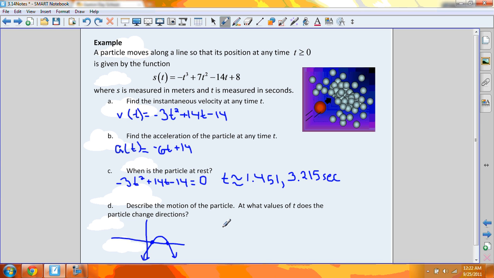And then, where am I here? And then between those two, it has a positive velocity, so it's to the right. It's going to the right, and then it's going to stop, and then it is going to the left. Okay? So let's write all of that out.